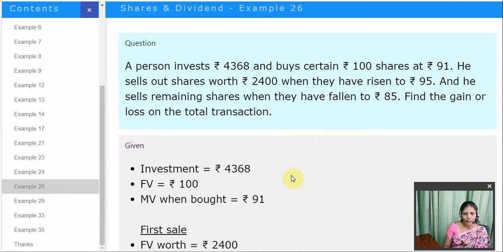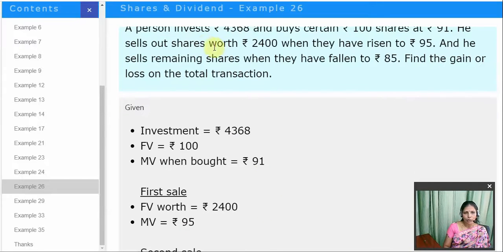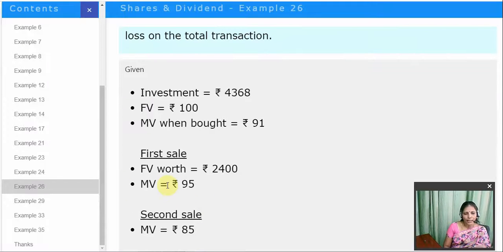Now I have written the given data. Investment is 4,368, and this 100 is the face value. The market value is 91. He sells out shares worth rupees 2,400 when they have risen to 95. So when the market value goes up to 95, now he is selling the shares worth rupees 2,400.